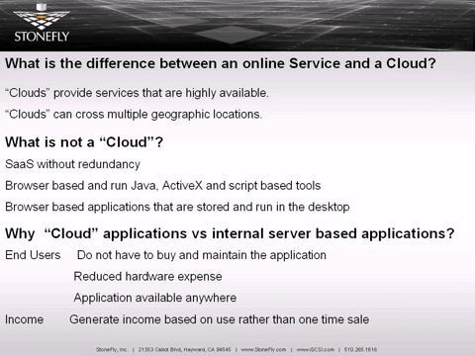What's the difference between an online service and a cloud? Clouds provide services that are highly available. They're transparent. They don't go down. They're always available. Clouds can cross multiple geographic locations. You're not aware of the fact that you're talking into a cloud that is made up of servers and storage and networking equipment that could reside in New York, in Beijing, Atlanta, Toronto. They all work together as a unit to provide a seamless presentation of application and tools to you as an end user.